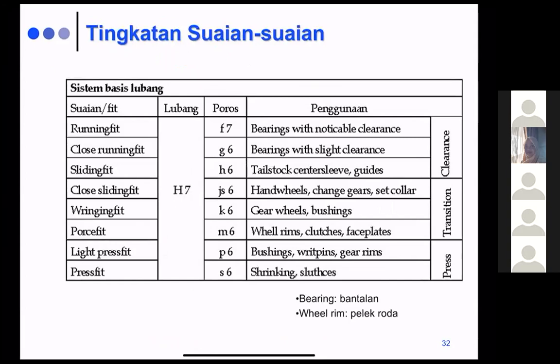So here is the direction for the fits. In the hole based system, for example, this H7 tells you the nominal tolerance, and then this would be the tolerance for the shaft. This is the tolerance for the hole, and this one is the tolerance for the shaft. So you can find the nominal of this by looking at the table.